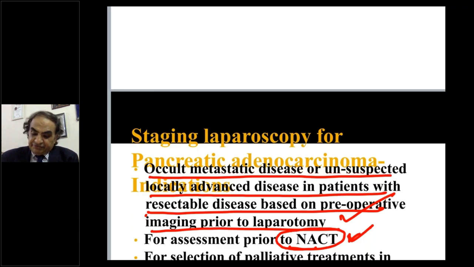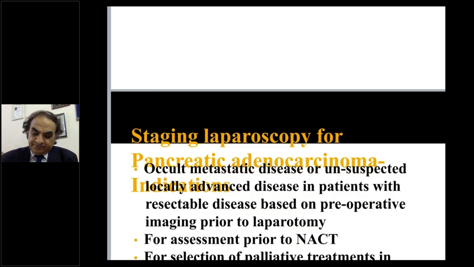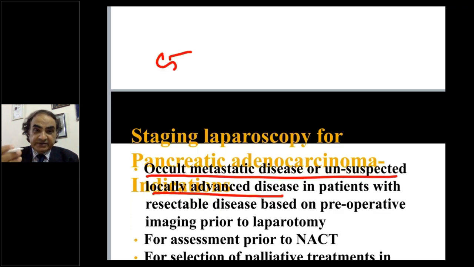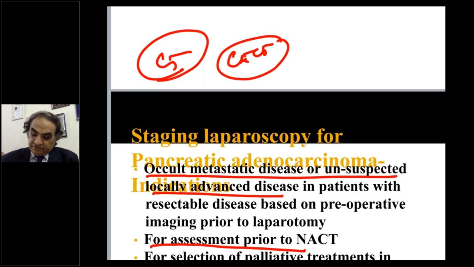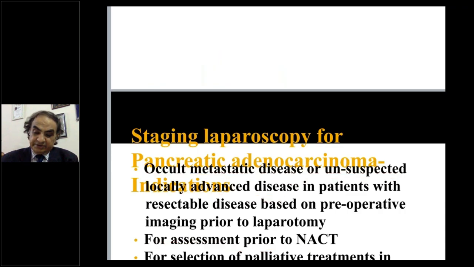And then selection of palliative treatment. You can choose as to whether you are going to do a palliation or you're going to resect. These are the indications. So occult metastasis or unsuspected locally advanced disease. You didn't suspect it. CT didn't give you a picture. You go for it. Therefore, go for it each time. For assessment, before you go for neoadjuvant chemotherapy so that you can assess the response, a lot of us would be happy with CT. For selection for palliative treatment, naturally, that I've covered. So I think that part is done.